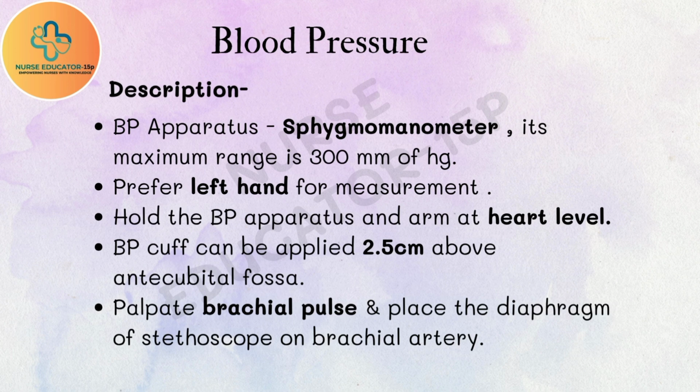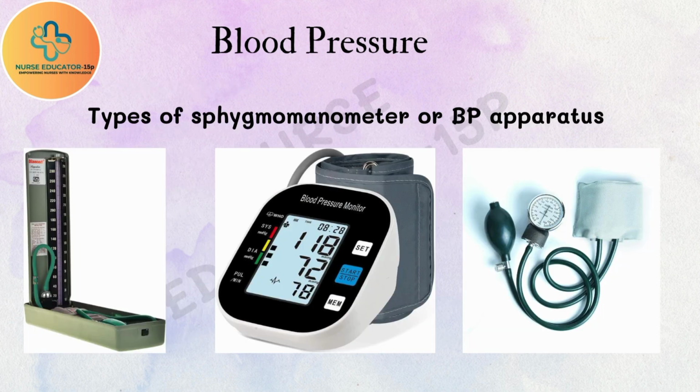So the apparatus to check the blood pressure is the sphygmomanometer. It ranges up to 300 mm of Hg. There are three types of sphygmomanometer: manual, digital, and pediatric. These three are available in hospital settings. Usually, digital might not have accurate readings. So if the person is serious or you have to check blood pressure continuously, for that person you can go for the manual sphygmomanometer.